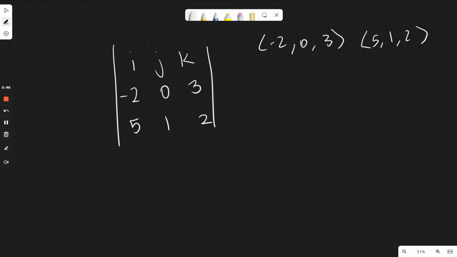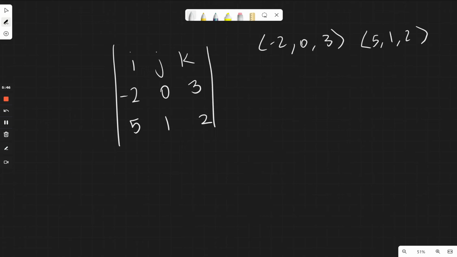So this becomes negative 3I plus negative 4 minus 15, so minus negative 19J, which is plus 19J. And then plus negative 2K, so minus 2K. Now, the moment of truth. Let's see if these vectors are actually truly perpendicular.